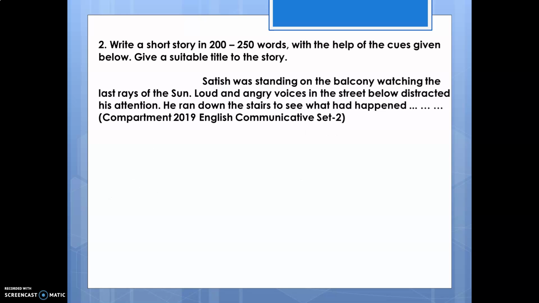One more story. Write a short story in 200 to 250 words with the help of the clues given below. The spelling of "clues" is wrong there, change it. Give a suitable title to the story.